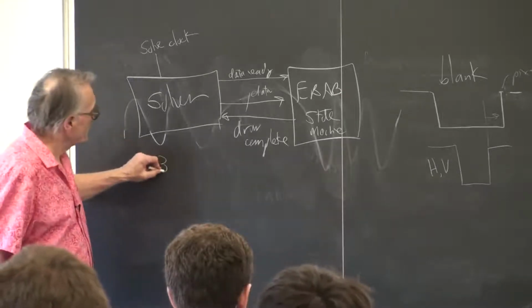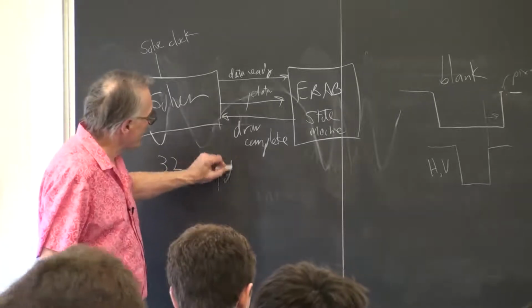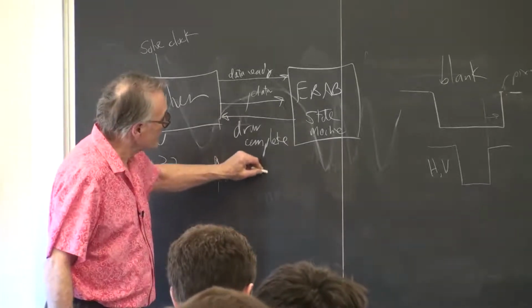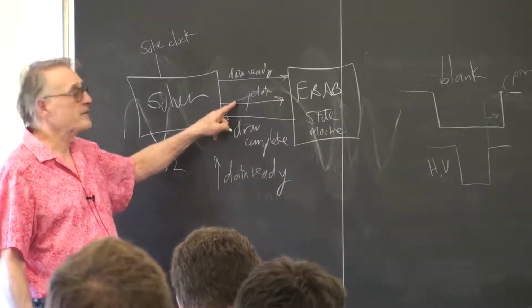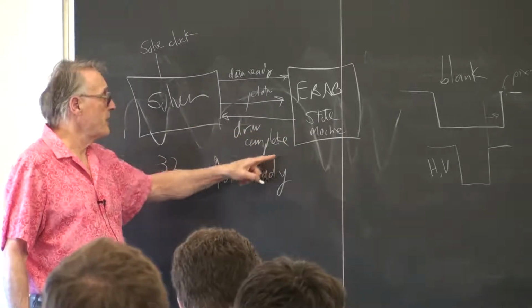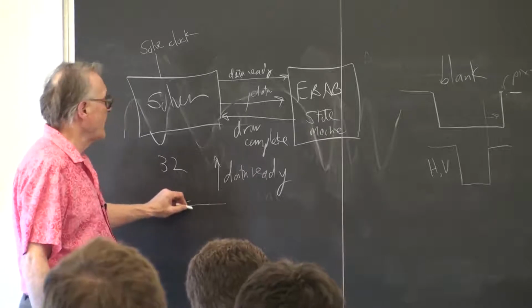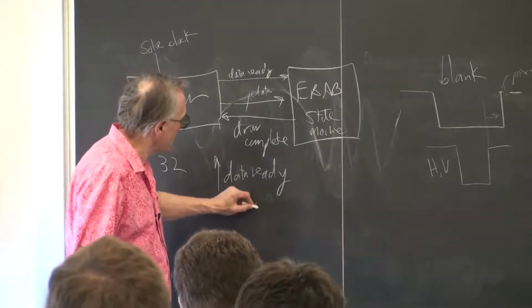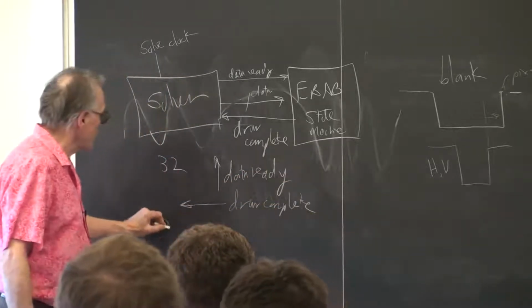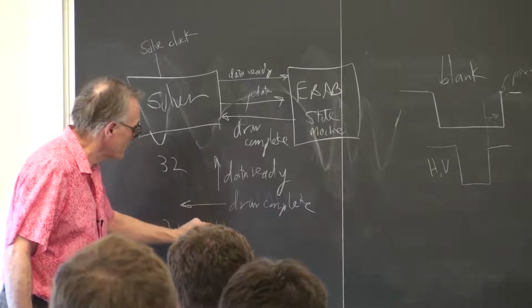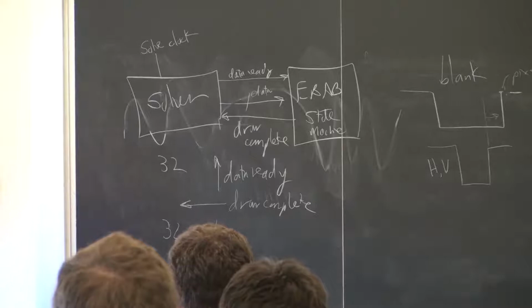So the solver runs 32 steps, stops, and asserts the data ready line. It sits there holding its output until the EBA state machine asserts draw complete. Then it does another 32 cycles of solve. And that will synchronize it.